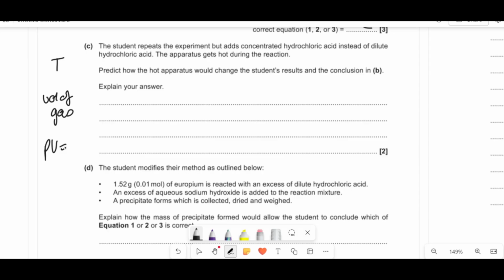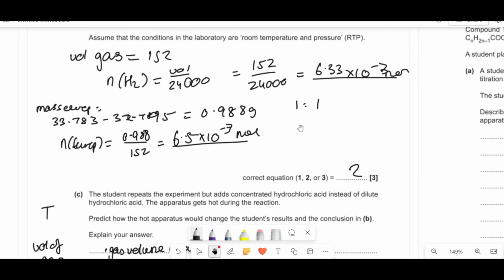So temperature must have been affecting the volume of gas. What happens is PV equals nRT, right? V equals nRT over P. If I have a higher temperature, then the volume's going to go higher, assuming everything else is the same. So that means the gas volume would increase. But then we need to think about the gas volume we used here to work out the moles of it. If this has gone higher, then the moles would have gone higher, and the ratio would have been bigger. It would have been like 1 to something bigger instead.